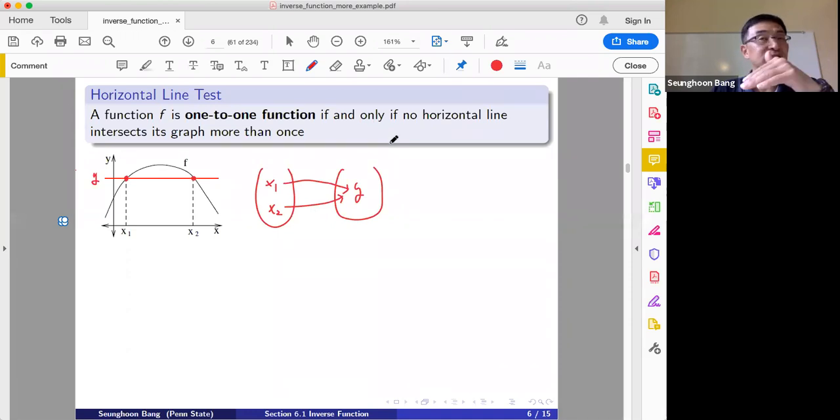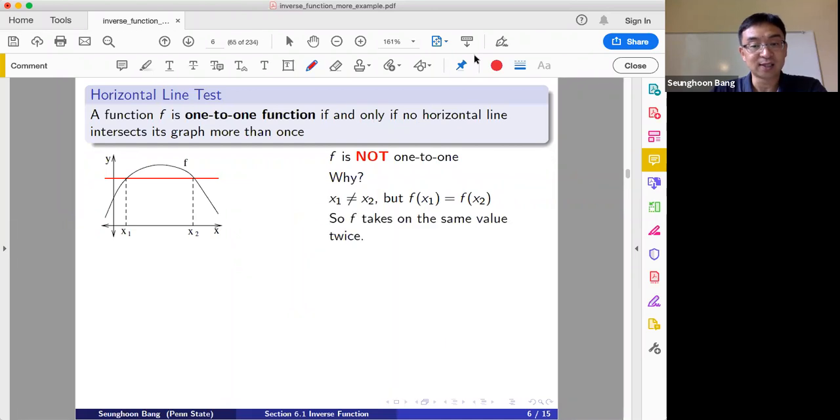You can draw a horizontal line. If we have only one intersection point, or no intersection point, it is one-to-one. If we have 2 intersection points, 3 intersection points, more than once, it is not one-to-one. It's called the horizontal line test.